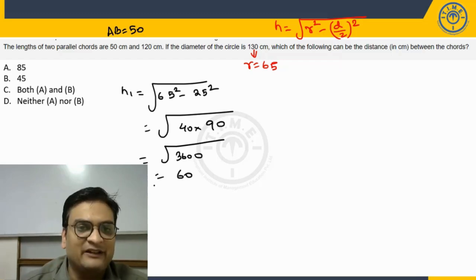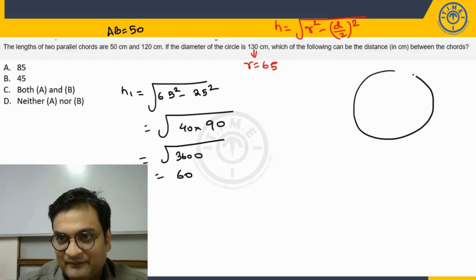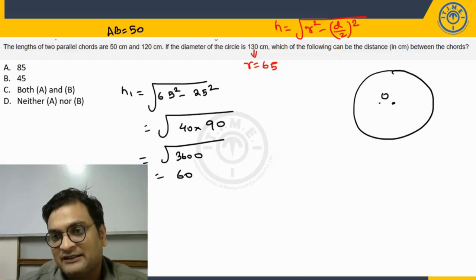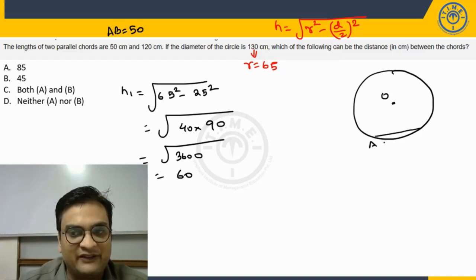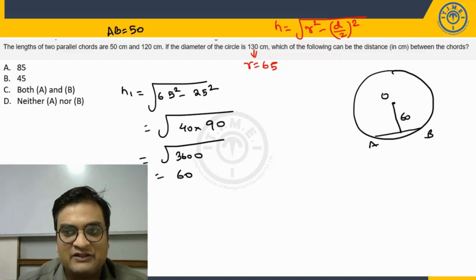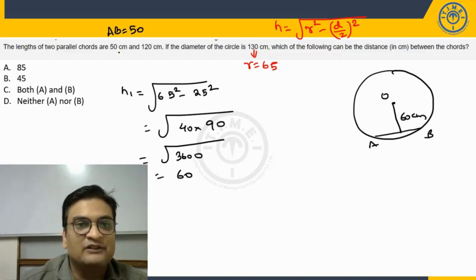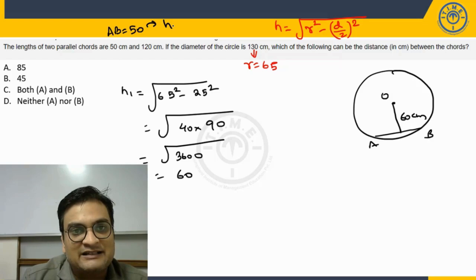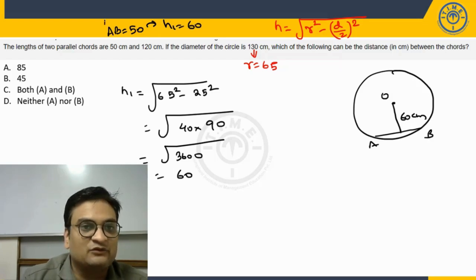So that means in the circle, the distance between the center and the chord AB, wherever the chord AB is, here or here or anywhere, the perpendicular distance we get is 60 centimeters. So let's note this. For this AB, the distance is 60.